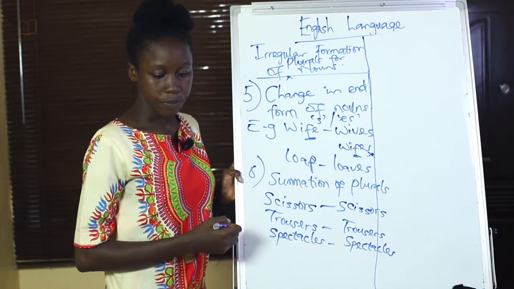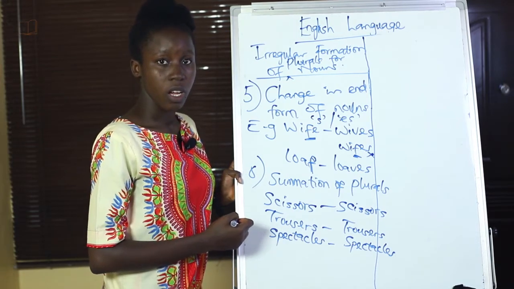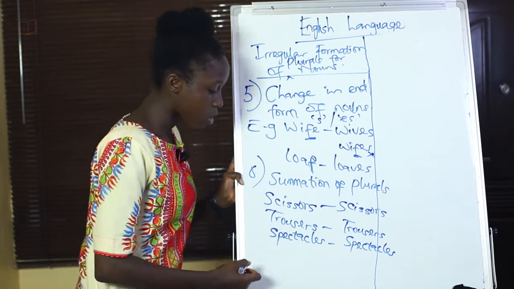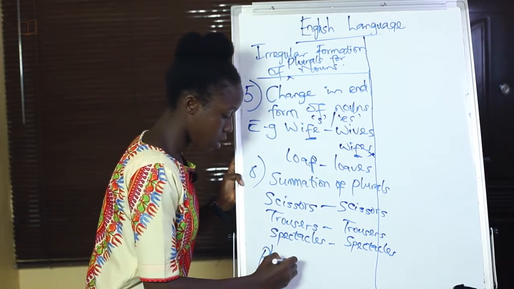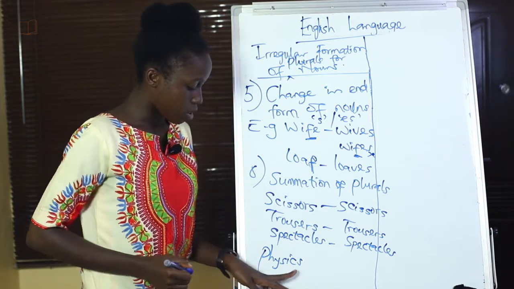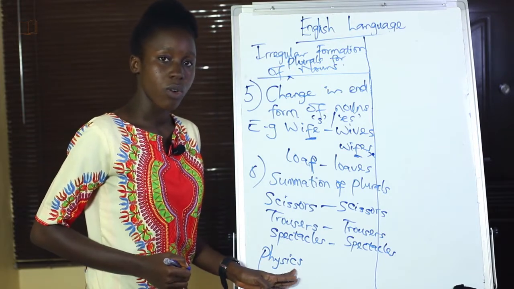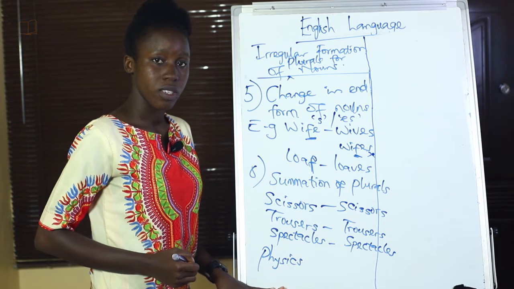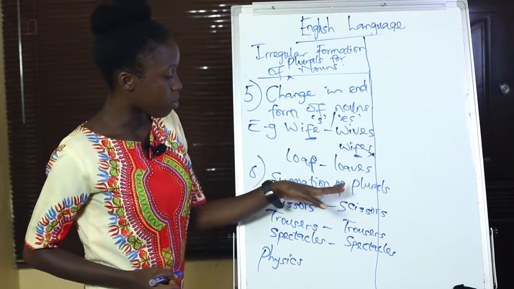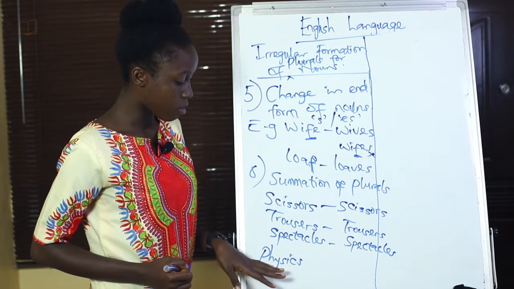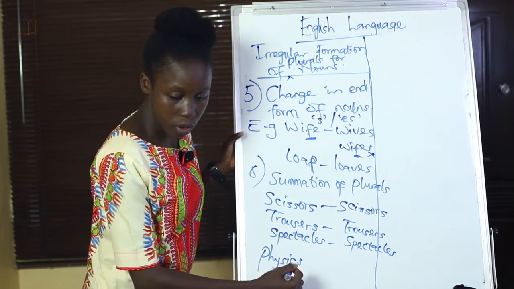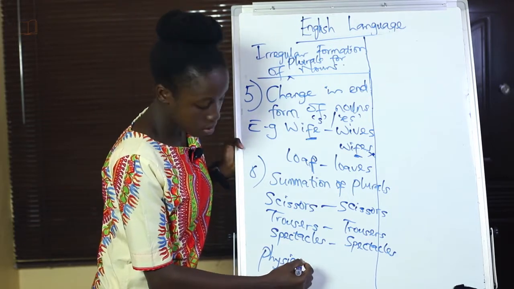Then we have another one under the summation of plurals. There are some words that, though they are not in pairs, the s is still ending the word, which shows that it is under the summation of plurals. We have physics. Physics is physics. We have another example, economics.